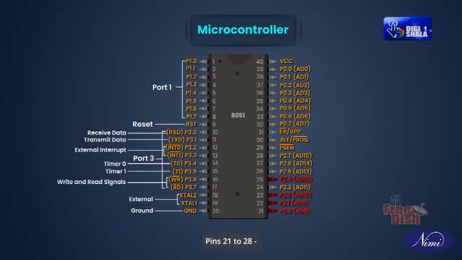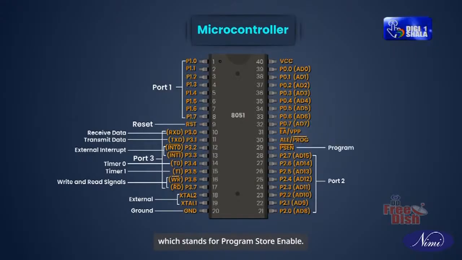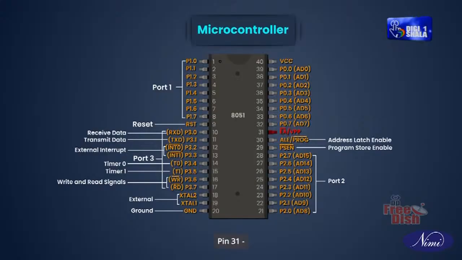Pins 21 to 28. These pins are known as port 2. It serves as an input or output port. Pin 29. This is PSEN pin, which stands for Program Store Enable. Pin 30. This is ALE pin, which stands for Address Latch Enable. Pin 31. This is EA pin, which stands for External Access Input.